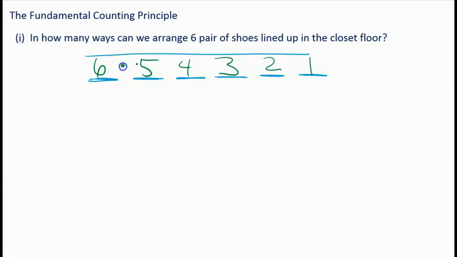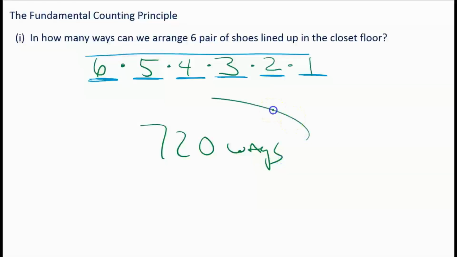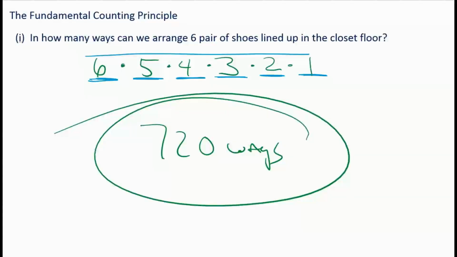Now, remember, this is a multiplication step. You multiply all these values together. 6 times 5 times 4 times 3 times 2 times 1. And that gives me 720 ways. 720 ways to organize 6 pairs of shoes. That's fun, isn't it? Now, what you're doing here is arranging. Key word here is arrange. Anytime you want to arrange something, we have a formula for that, okay?